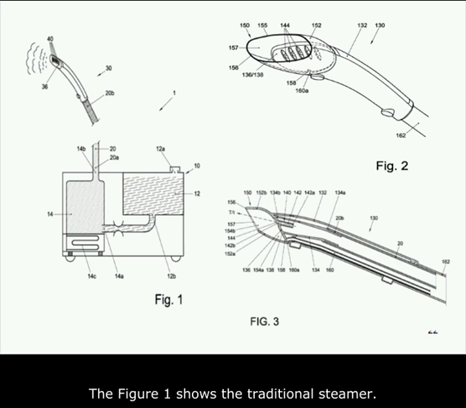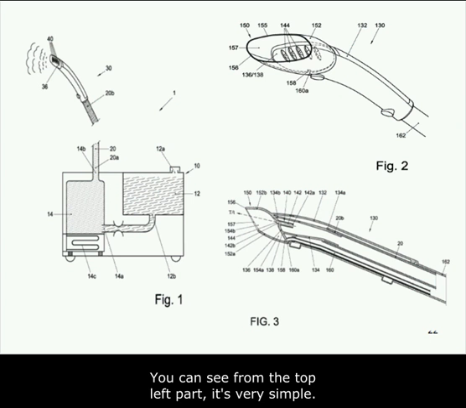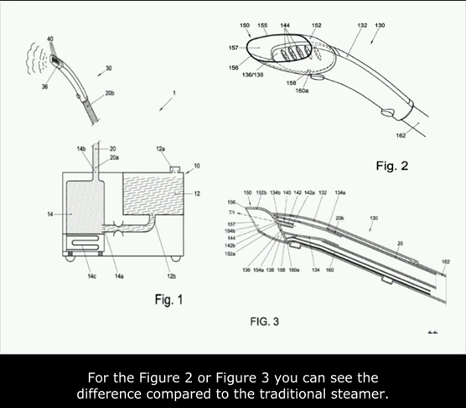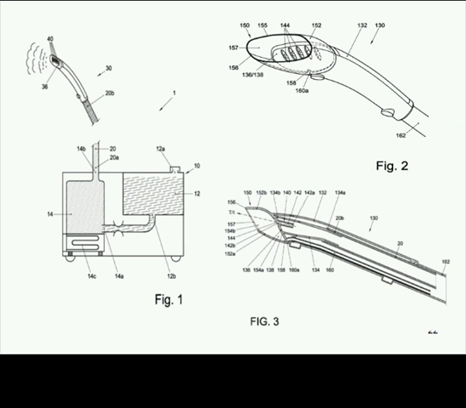Figure 1 shows the traditional steamer. You can see from the top left part, it's very simple. There's some change on the head of the steamer. For figure 2 or figure 3, you can see the difference compared to the traditional steamer.